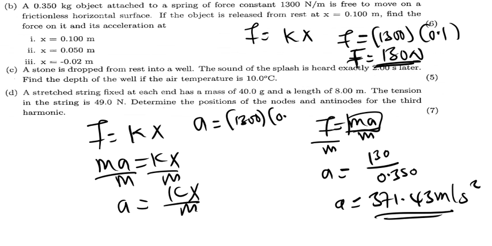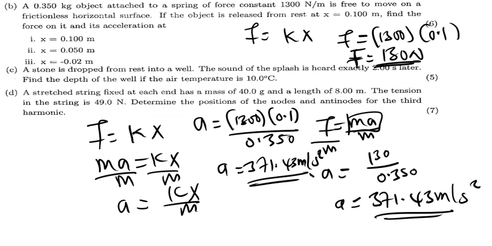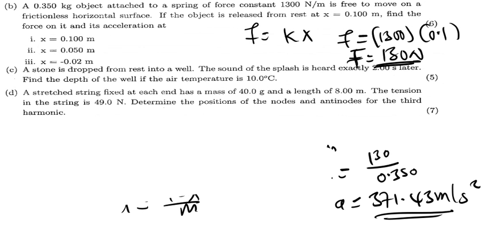The x is 0.1, then the m is 0.350. So the acceleration here will be 371.43 meters per second squared, and we end up with the same answer. So whether I use this formula or force equal to mass times acceleration, I end up getting the same answer. That is it for the first part.